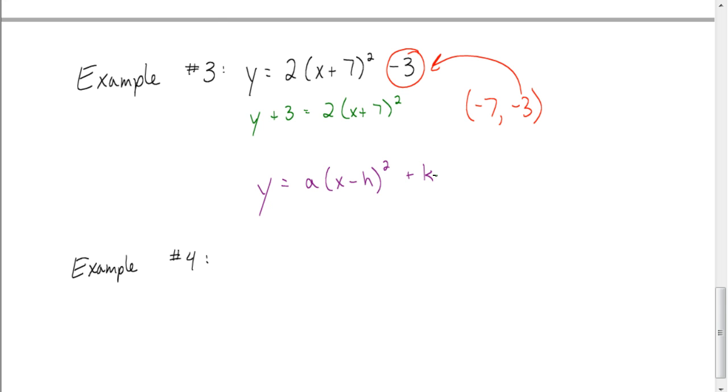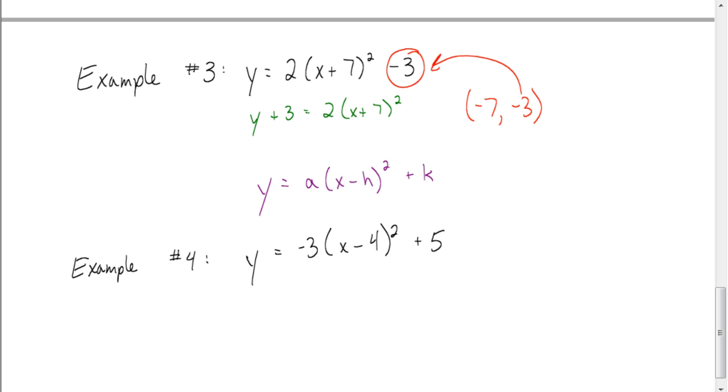Why don't you guys try this one on your own? Let's say we have y equals -3 times the quantity x minus 4 squared plus 5. Why don't you see if you can figure out what the vertex is from this? So if you need to pause the video, do that, and then hit play when you're ready to check your answer.